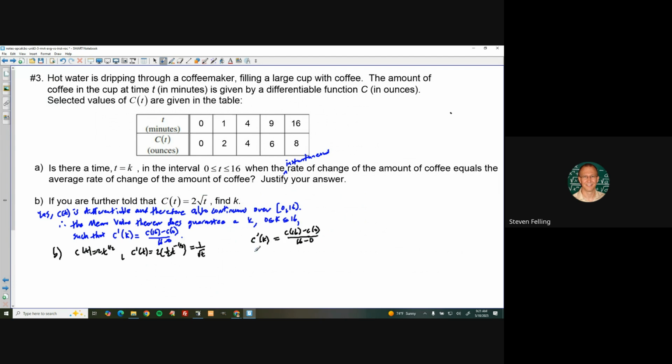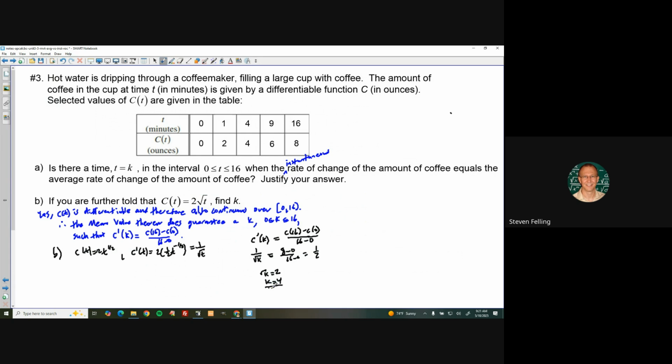The derivative is 1 over the square root, and I'll plug a k in there. To compute this, we're going to take values from the table. At 16, c is 8, and at 0, it is 0, over 16 minus 0, which is 1/2. So I'm trying to find a k where the instantaneous rate of change equals the average rate of change. That means the square root of k would have to be equal to 2, and therefore k would have to be equal to 4.